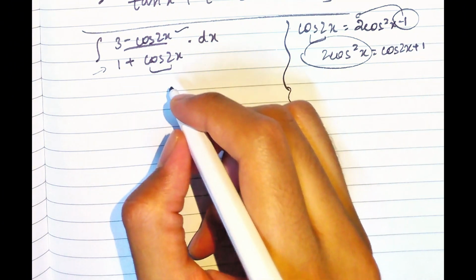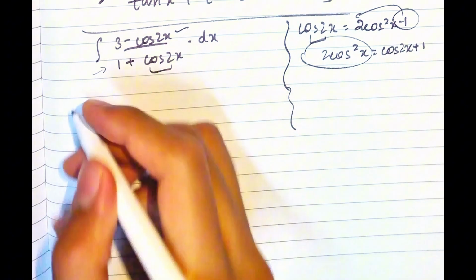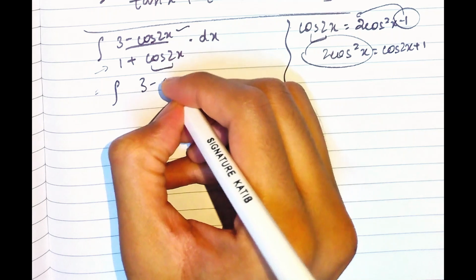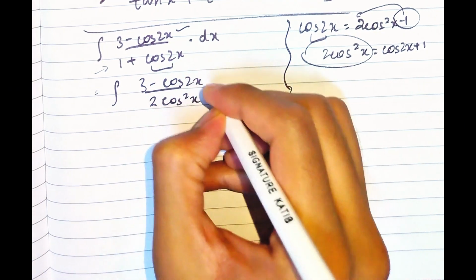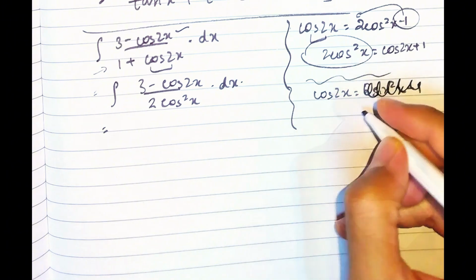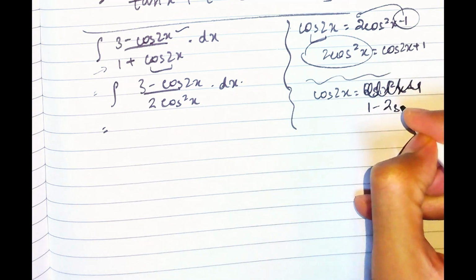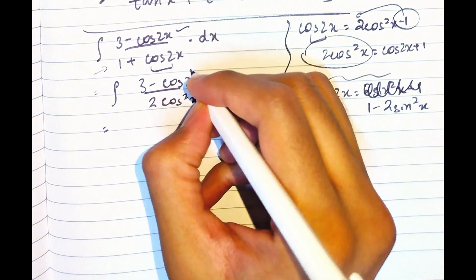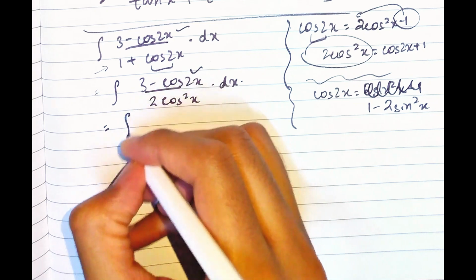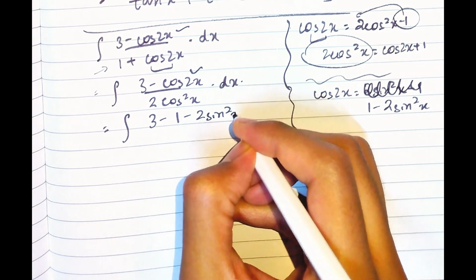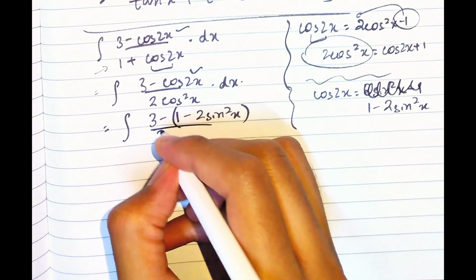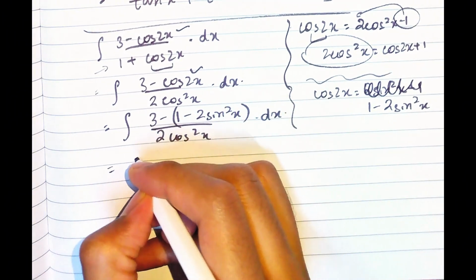We have to focus on this 1 plus cos 2x right over here, so we can rewrite it as (3 minus cos 2x) divided by 2 cos square x dx. Cos 2x is also equal to 1 minus 2 sine square x. We can replace this cos 2x with 1 minus 2 sine square x. So we have 3 minus (1 minus 2 sine square x). We will use a bracket over here. We can simply open the bracket.